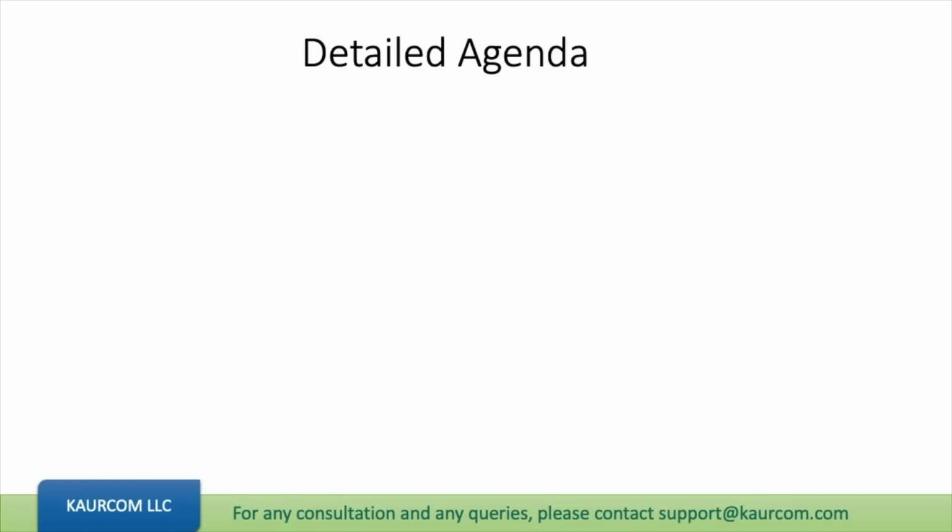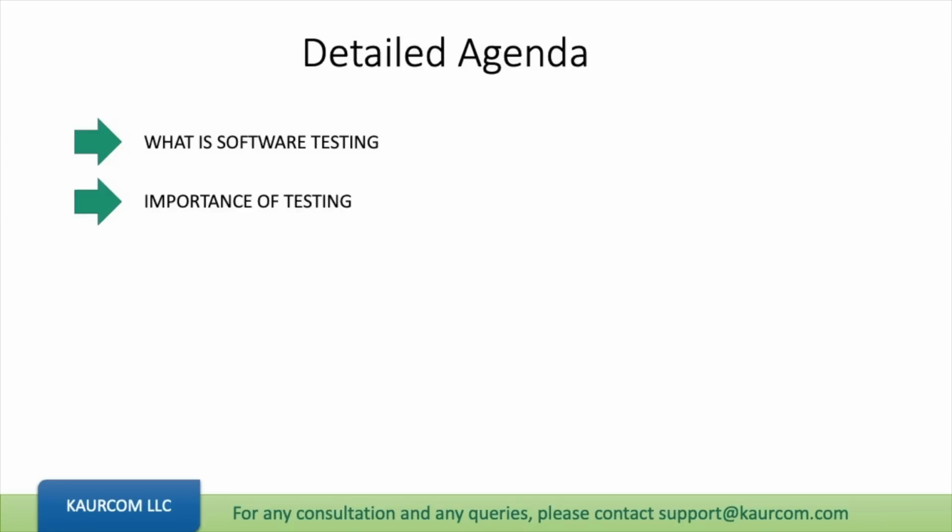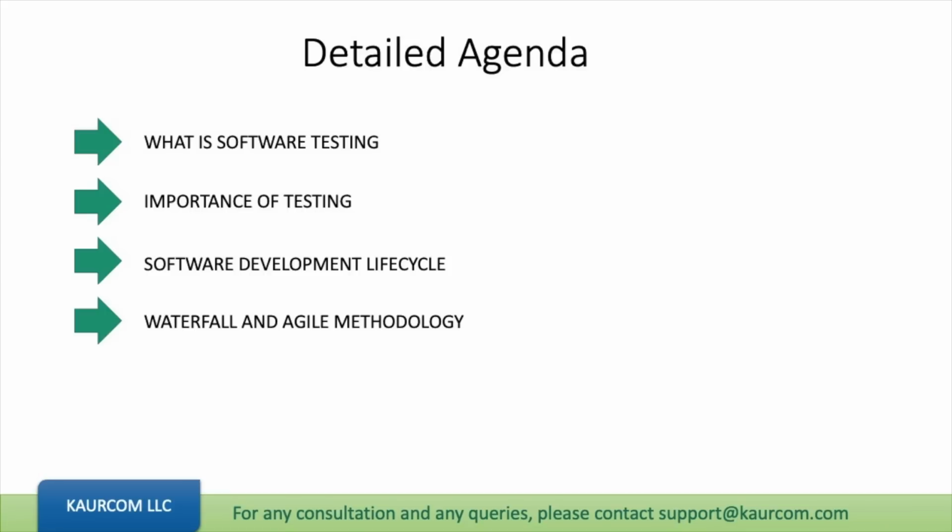Looking into the details, first we'll discuss what is software testing and why do we need to test a software. Next, we'll learn about the process involved in making of a software product, also referred to as SDLC. This also includes discussion around popular software development methodologies, that is waterfall and agile. Then we'll learn about major testing strategies and different types of software testing.